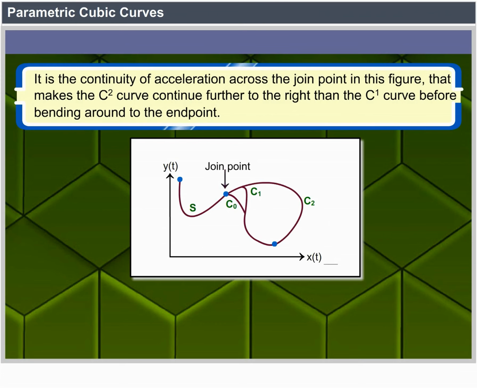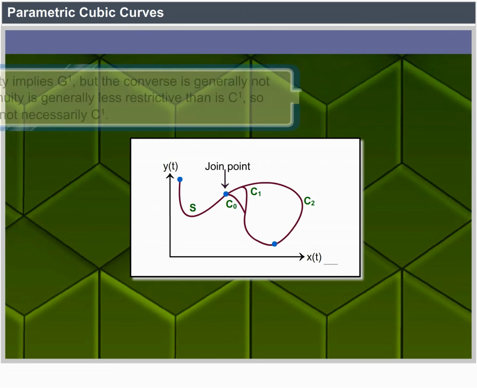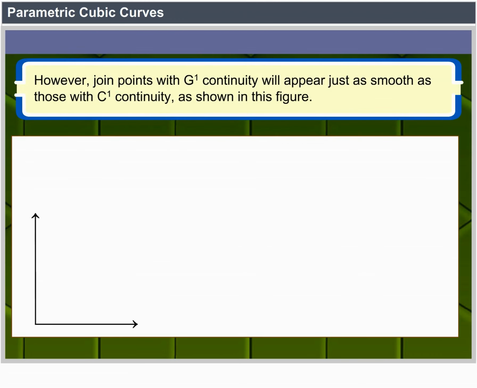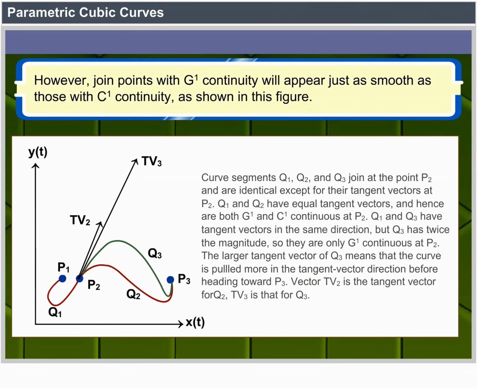In general, C1 continuity implies G1, but the converse is generally not true. That is, G1 continuity is generally less restrictive than C1, so curves can be G1 but not necessarily C1. However, join points with G1 continuity will appear just as smooth as those with C1 continuity, as seen in this figure. This figure shows curve segments Q1, Q2 and Q3 joining at the point P2 and are identical except for the tangent vectors at P2.